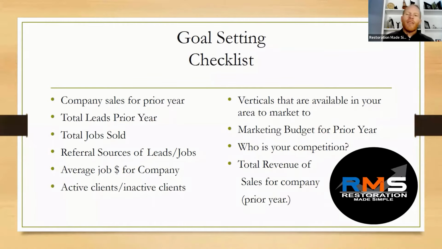Now, if you decide that you want to increase your close ratio, then obviously you could say, hey, we're at 50%. We want to bump that up to 60%. So if we have a 60% close ratio, how many leads and sales would we need in order to get to that number?